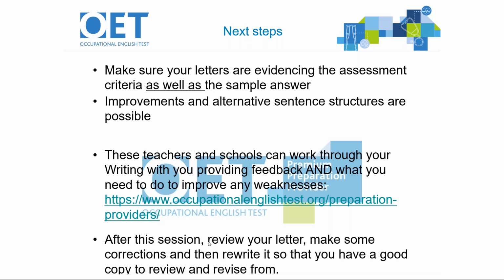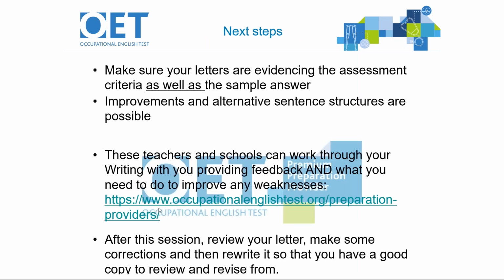Check your language and your spelling to make sure it's accurate. Make sure that you have structured the letter to be as clear as possible to the reader. Take some time to make these corrections, to do this analysis of your writing, and then rewrite the letter in perfect English. So when you come back to review and revise from it in the future, you now have your own good example to work from.